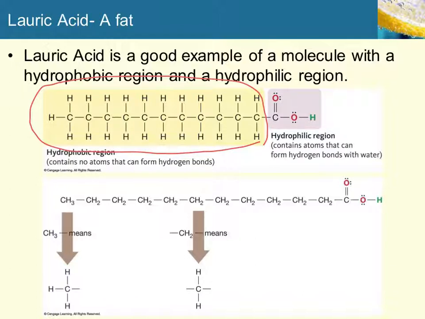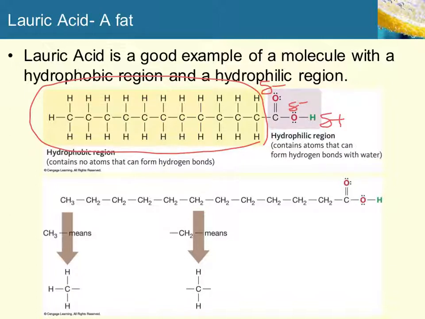Then we have our hydrophilic end. So here you have hydrogen bonds in here because you have the O and the H. So this oxygen right here is going to have a partial negative. The hydrogen is going to have a partial positive. This oxygen over here is going to be a partial negative. All right? So you've got a polar region there.